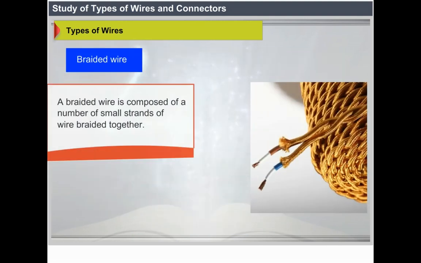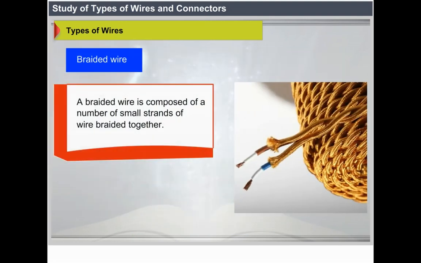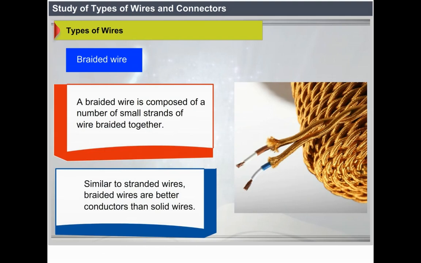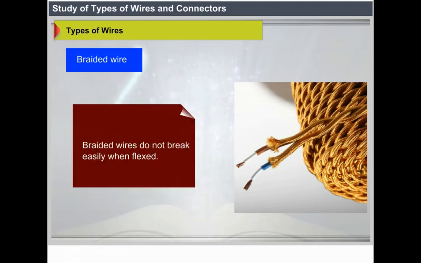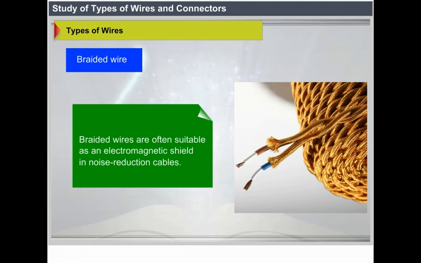Braided wire. A braided wire is composed of a number of small strands of wire braided together. Similar to stranded wires, braided wires are better conductors than solid wire. Braided wires do not easily break when flexed. Braided wires are often suitable as an electromagnetic shield in noise reduction cables.